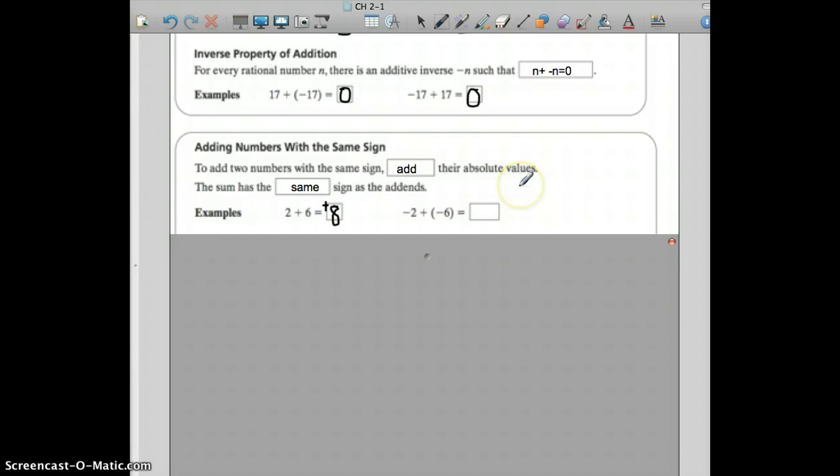In the second example, we have a -2 plus a -6. So we add their absolute values of -2 and -6, which is 2 and 6. The result is 8. And then we must add the negative sign to that, as we have -2 plus -6.